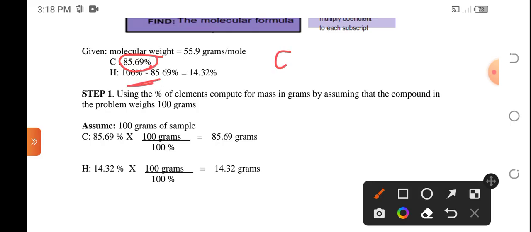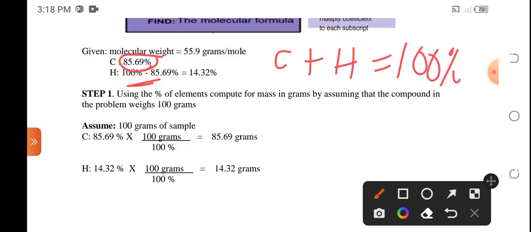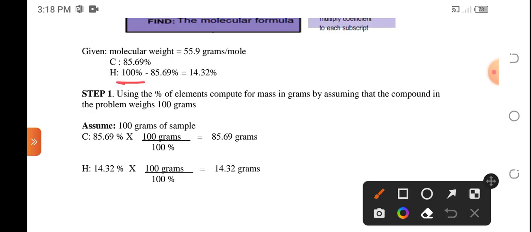Kasi alam naman natin that kung ang content lang ng compound ay carbon at hydrogen, of course, ang composition niyan ay magiging 100%. So kung alam natin yan, carbon na yan to be 85.69, then you just have to subtract that percent of carbon to 100% to get the percent hydrogen. And that would be hydrogen. The remaining percent for hydrogen is 100% minus 85.69%, and that would be 14.32%.